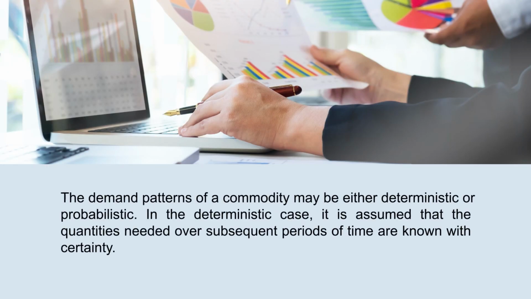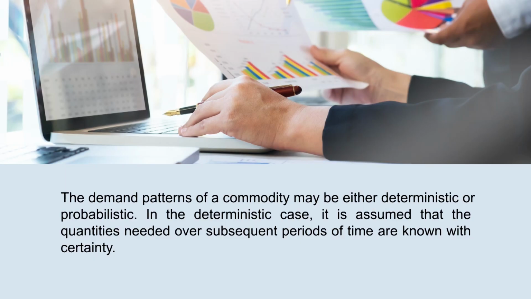The demand pattern of a commodity may be either deterministic or probabilistic. The deterministic case assumes that the quantity needed over subsequent periods of time is known with certainty. Means deterministic means for a time horizon we should know the demand with certainty. Means this much demand is fixed. That is a deterministic demand.